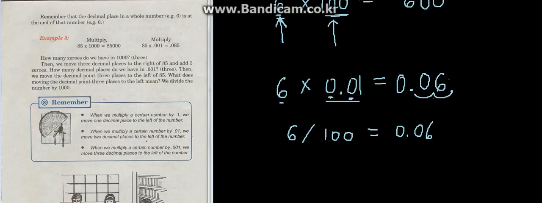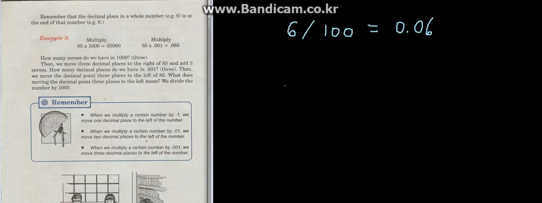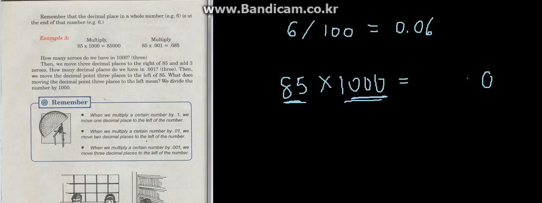In example 3, we have 85 times 1,000. Okay, this is also a very simple case. We have two whole numbers. You don't have any decimal number, so just follow the standard rule. Write down the zeros. I will write down the zeros first in the product side. So 3 zeros, and then I multiply 85 times 1. So, and I'll write it down here. So the final answer is 85,000.